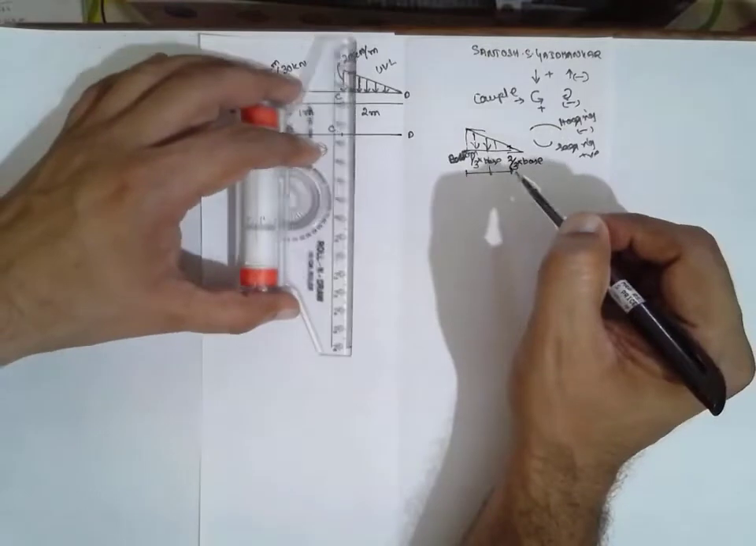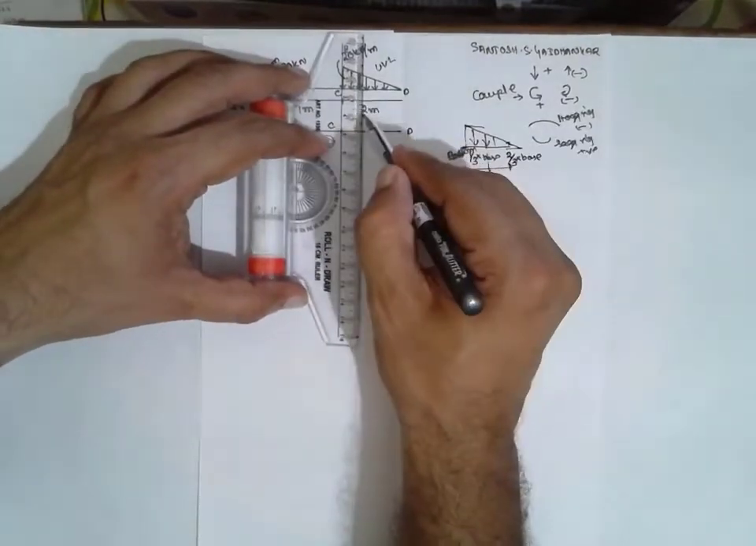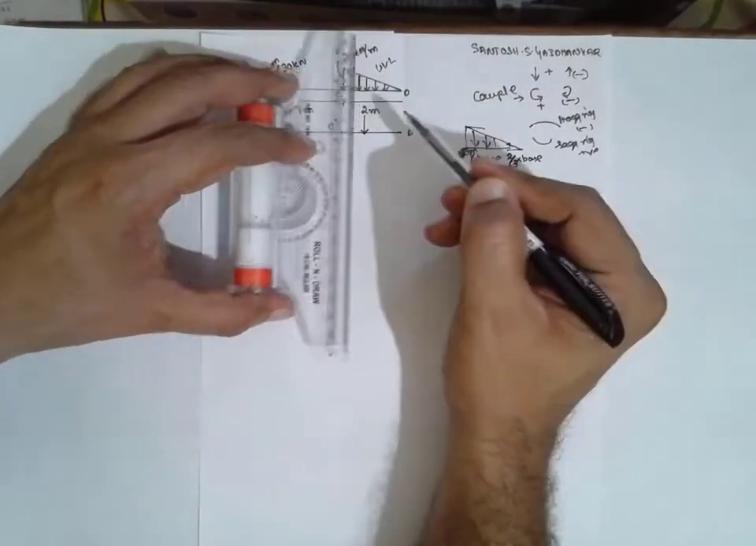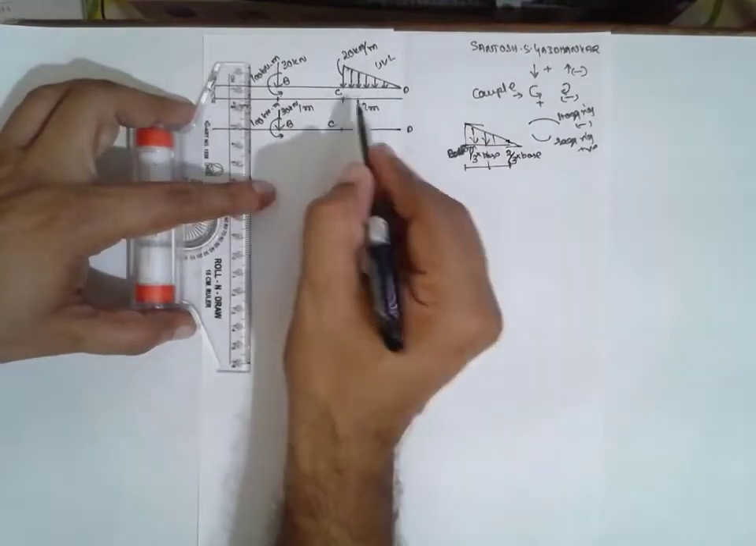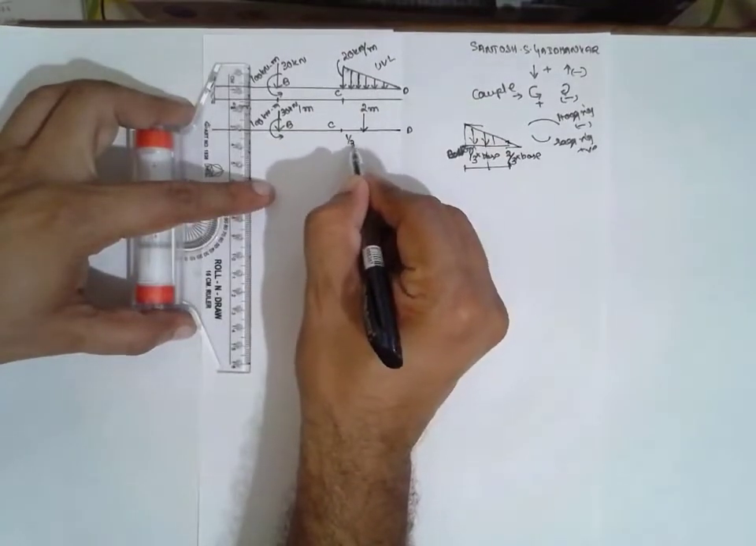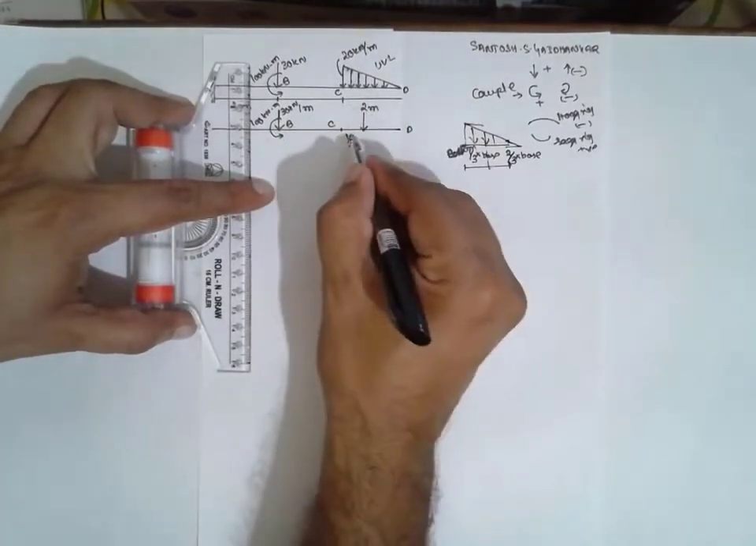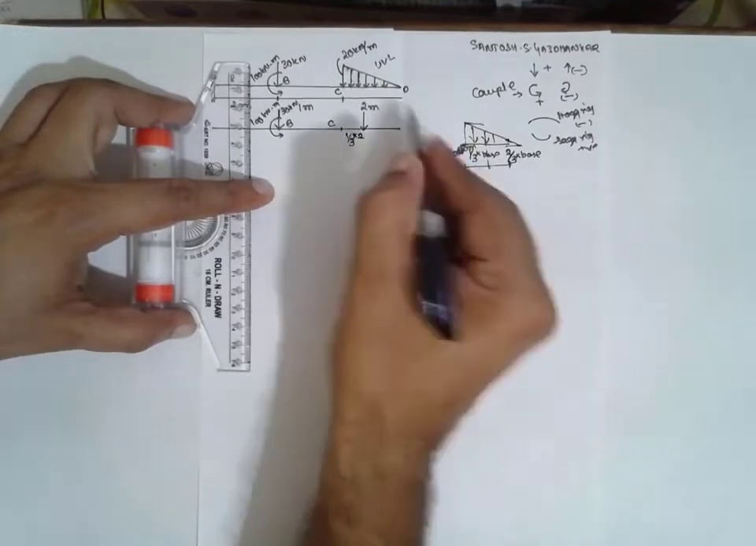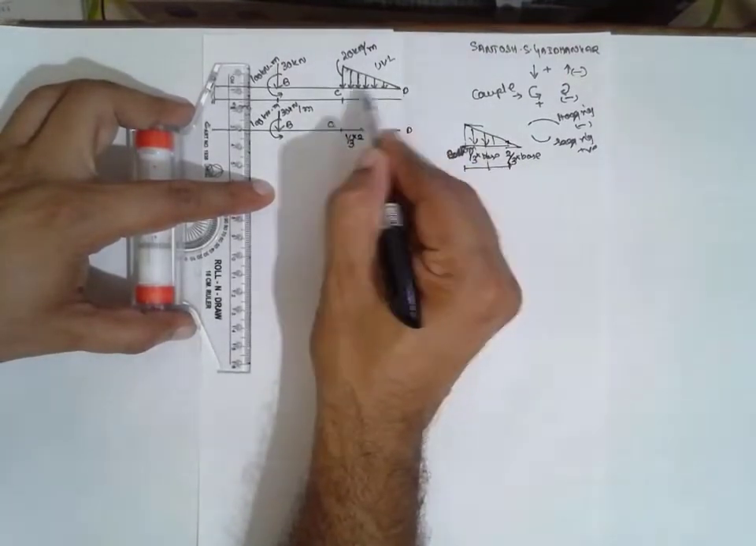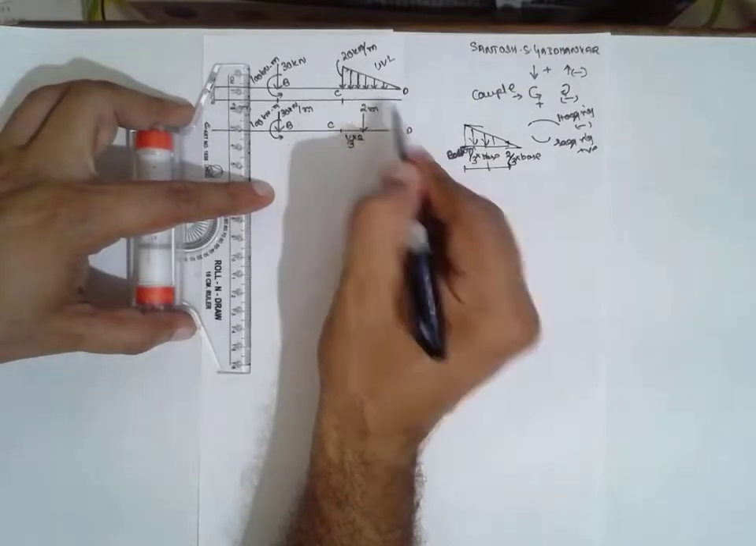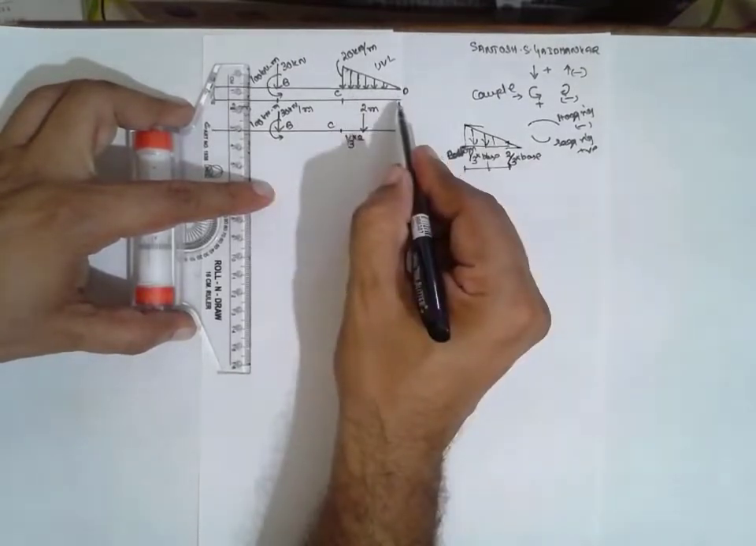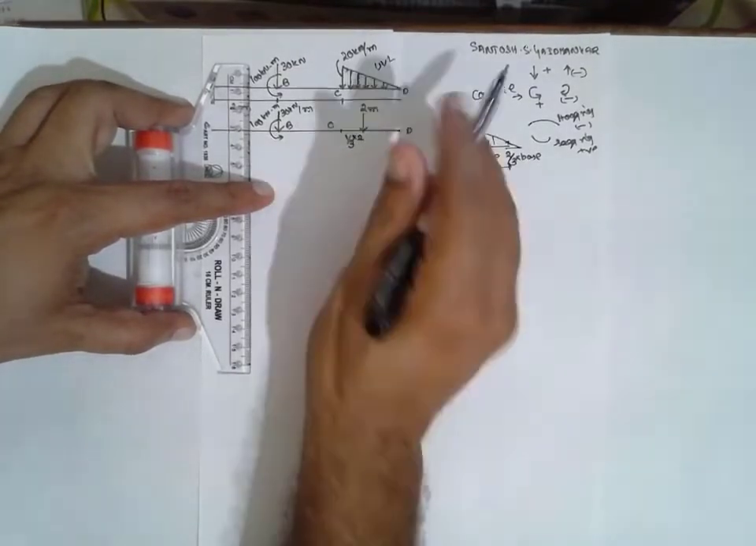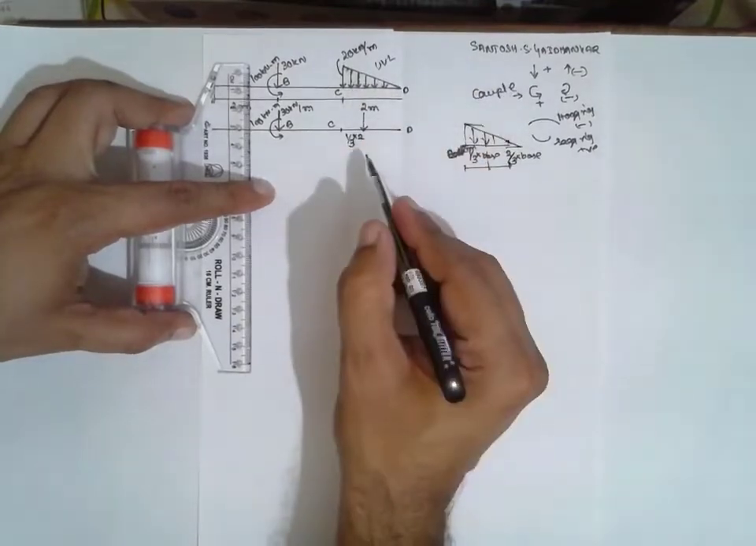Now I am converting into a point load here. From this side I will consider 1/3 into base. What is the base here? 2. If you want to calculate from this end, you have to take 2/3 into base. That is 2/3 into 2. You will get this value.